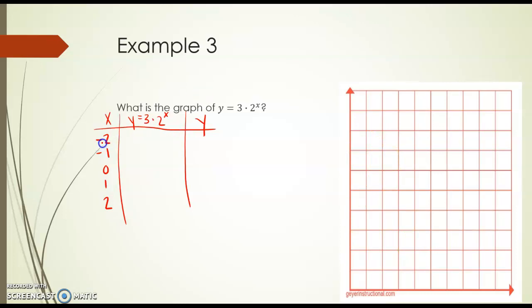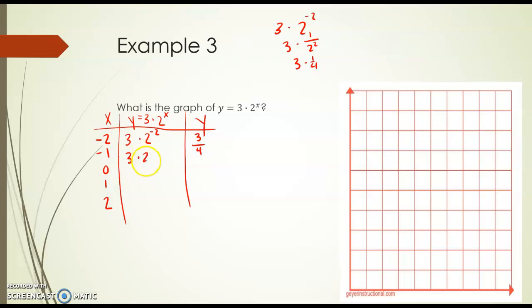All I'm going to do is, now that I've picked my 5 x values, I'm just going to plug them in. So I have 3 times 2 to the -2 power. Well, when I do that, I'm going to do my work off to the side so you can see how I do my work. 2 to the -2 power is 3 times 1 over 2 squared. So I've got 3 times 1/4, which is 3/4. So y is 3/4.